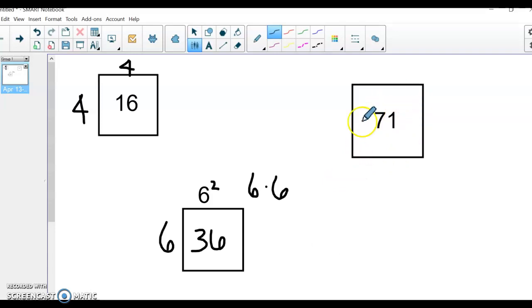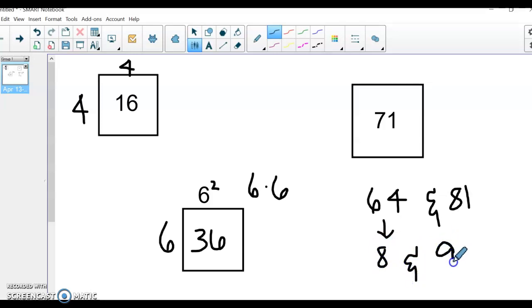All right? And then we also have one more square, but this is not a perfect square, as there aren't 2 exact same numbers that multiply together to get you 71. So what you need to think is, what is the perfect square before this, and what is the perfect square after this? So the one that's closest to this is 64, and then our next perfect square after that is 81. So this would mean it's somewhere in between 8 and 9. So this means this is going to have a decimal.